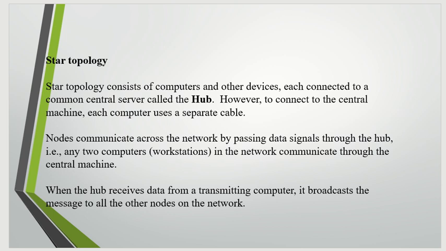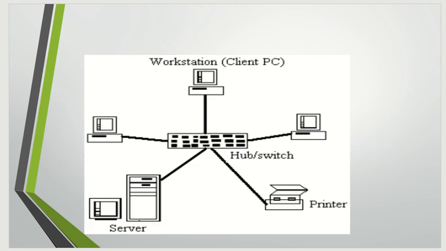Nodes communicate across the network by passing data signals through the hub, that is, the computers, the workstations in a network communicate through the central machine. The hub receives data from a transmitting computer. It broadcasts the message to all other nodes on the network.